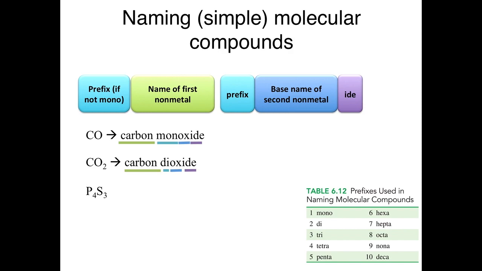Alright, what about this guy? You got P4S3. So you have 4 phosphorus and 3 sulfurs. Since we have 4 phosphorus and not just 1, we would say it's tetra for 4. Tetraphosphorus. 3 of sulfur, so that's trisulfide. The molecule's name is tetraphosphorus trisulfide. Fun, isn't it?